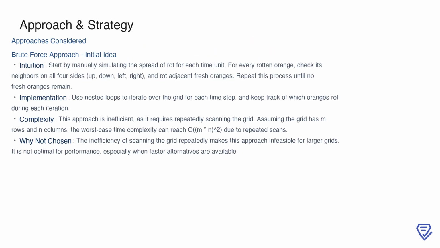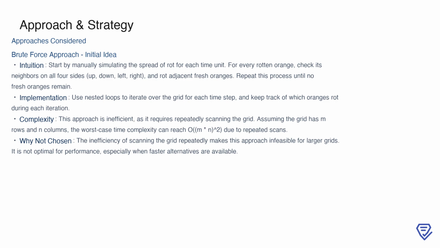To solve the rotting oranges problem, we initially considered a brute force approach. The intuition here is straightforward: for every time unit, manually simulate the spread of rot. Starting with the rotten oranges, we would check all their neighbors up, down, left, and right for fresh oranges and rot them. This process would repeat until no fresh oranges remain.